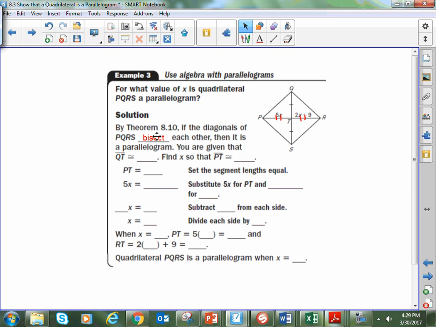We say the diagonals have to bisect each other, so these segments have to be the same. So I'm going to set up the equation that says 5x has to equal 2x plus 9, and I'm going to solve for x. Move the 2x over through subtraction, and we get 3x equals 9, divided by 3. So x would have to be 3. So the only time that QS would bisect PR in this case, with the information that we have, is if x happens to be equal to 3. And that would tell us that the segments would be 15 and 15. Okay.